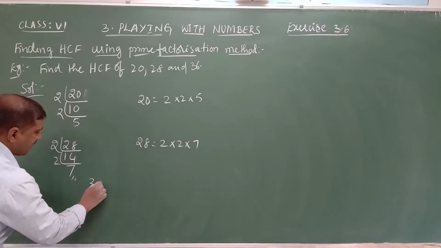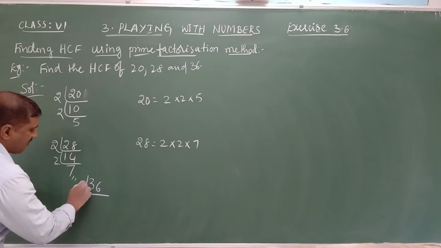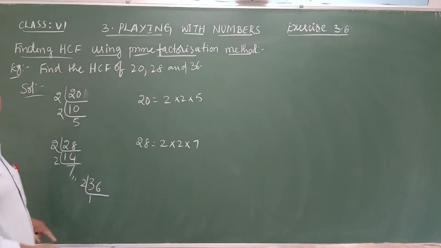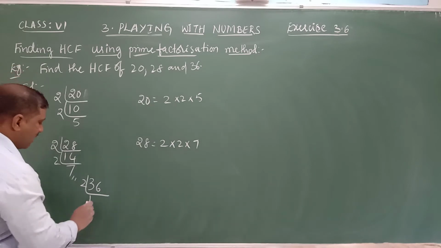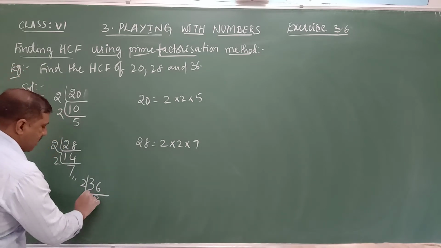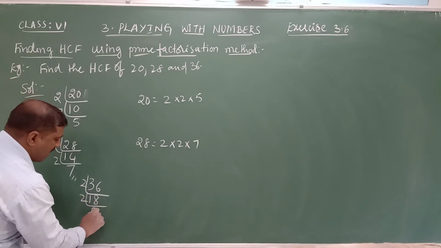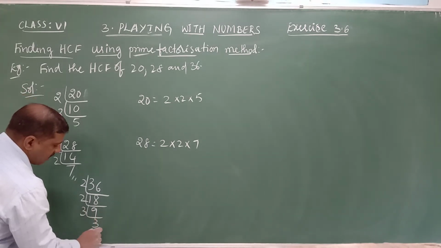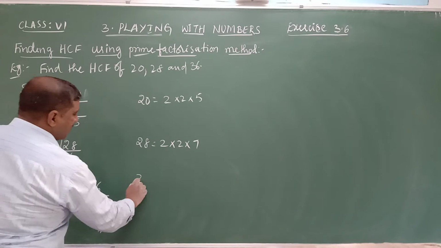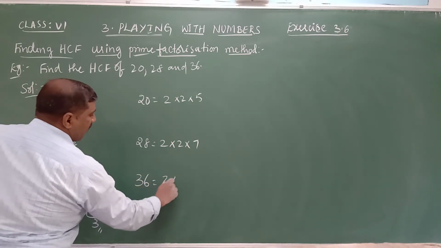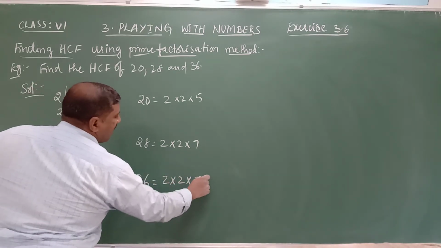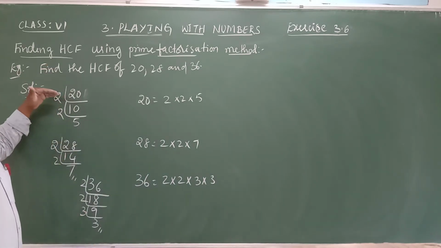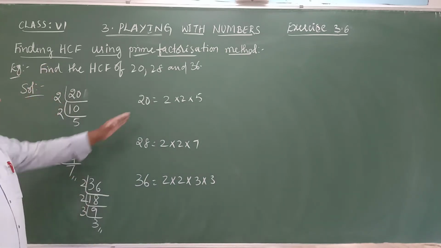The last number is 36. So 36 is an even number, it is divisible by 2. 2 ones are 2, 3 minus 2 is 1, with 6, 16. 2 eights are 16. Again with 2, 2 nines are 18. Then 3 threes are 9. So 3 we got. Now 36 is equal to 2 into 2 into 3 into 3. Like this, we will write the prime factors of all the given numbers.